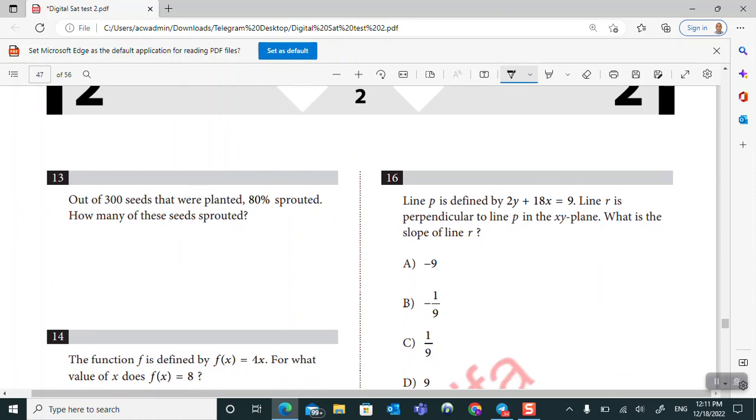Out of 300 seeds that were planted, 80% sprouted. How many of these seeds sprouted? So that was the same question that we had at the beginning of the test. We have a total of 300 seeds, and 80% sprouted. How many of those sprouted? All you have to do is multiply the total amount of seeds times the percentage which is given, which will yield 240 seeds.